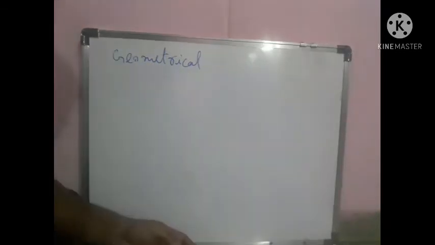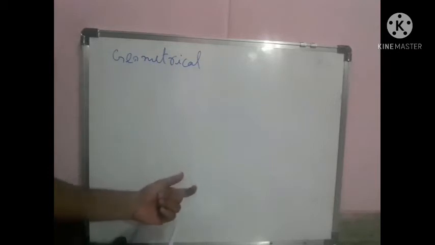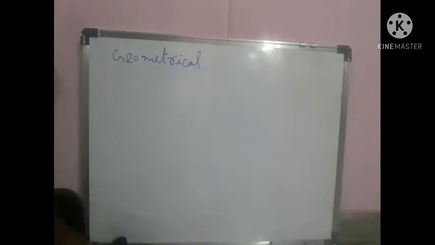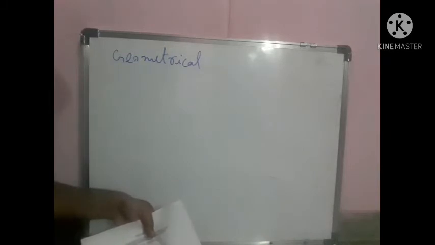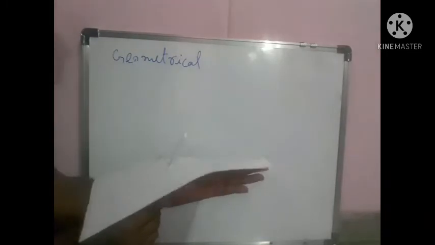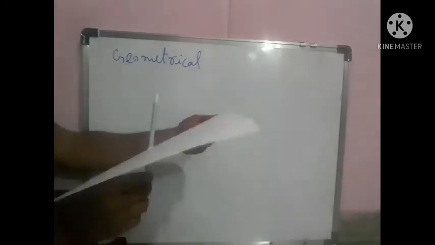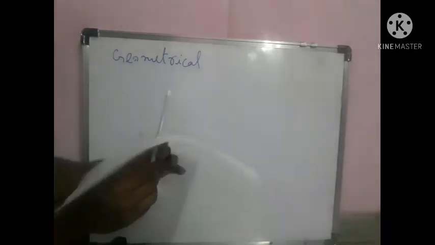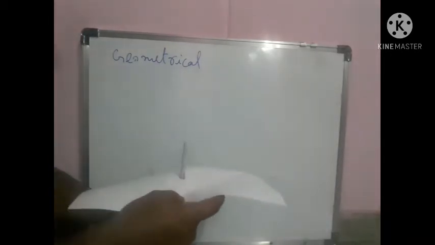Now geometrical isomerism in octahedral complex. How is geometrical isomerism exhibited in octahedral complex? Now we will discuss. In order to understand geometrical isomerism in octahedral complex, we have to understand cis and trans positions. Let us take this as an octahedral complex, and let us assume this pen is, so this is the axial position.